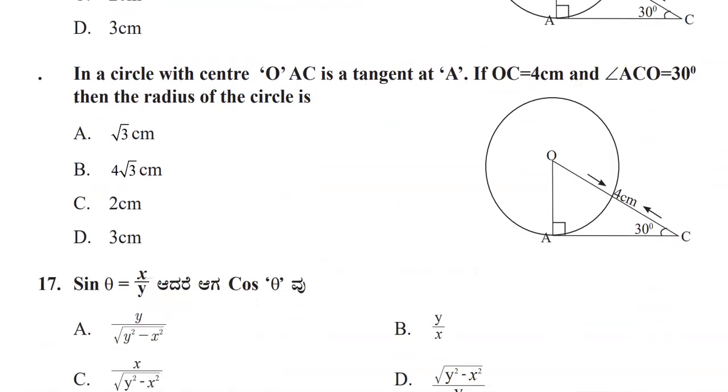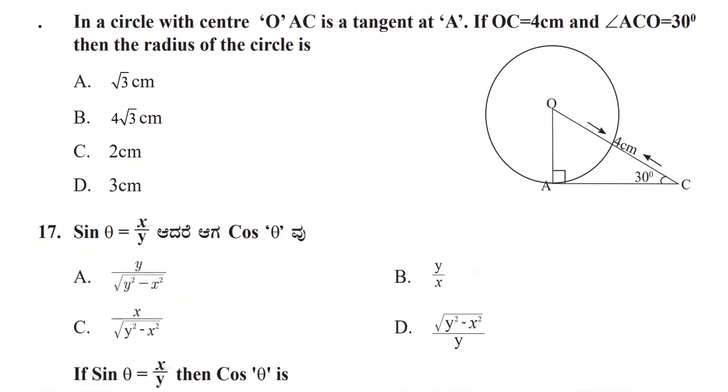Next, question number 16. In a circle with center O, AC is a tangent at A. If OC is equal to 4 cm and angle ACO is equal to 30 degrees, then the radius of the circle is. The correct answer is option C, 2 cm.